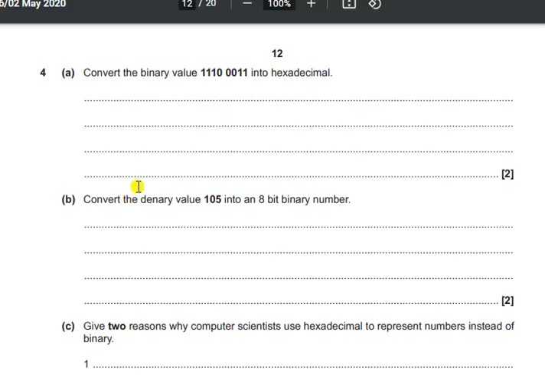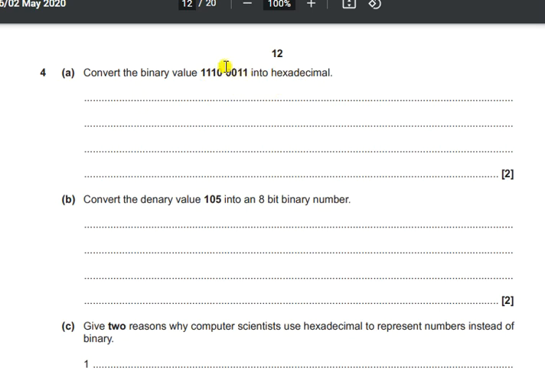Hello students, in this video we will look at question number 4 of the November 2020 paper. This question is dealing with binary and hexadecimal number systems. In the first part of the question, we are asked to convert a given binary value into the corresponding hexadecimal. As we know, binary can be directly converted into hexadecimal by grouping the number into sets of 4.